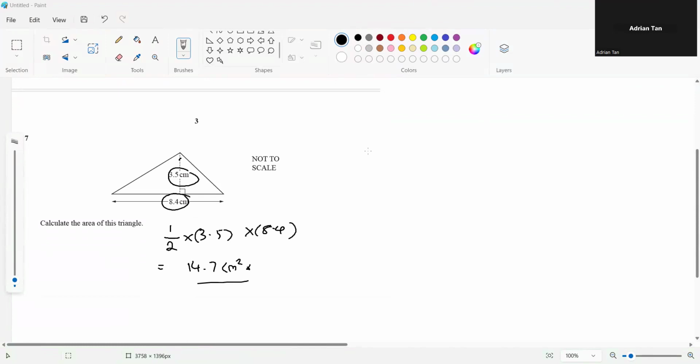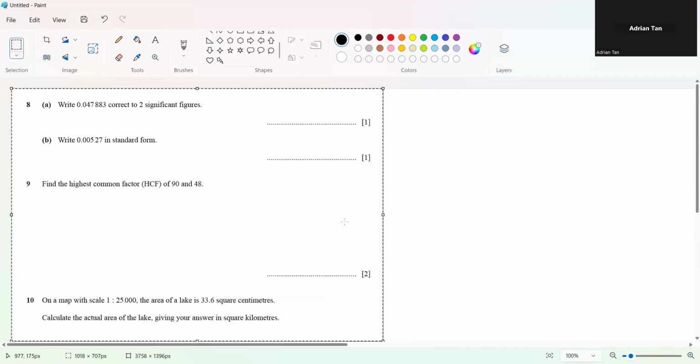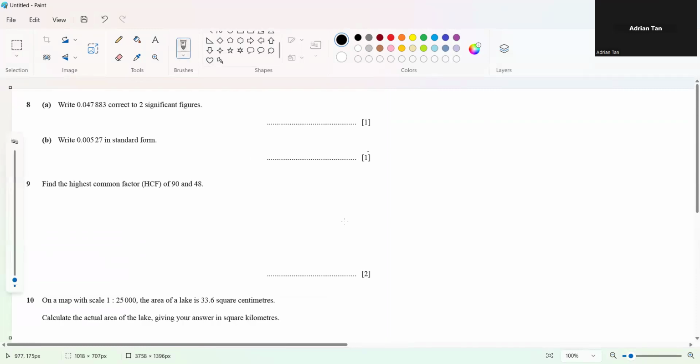So from here, we have question numbers 8, 9, and 10. Just gonna pull it up here real quick. So we have question number 8 first. Write this number correct to two significant figures. So the 2 zeros in the front don't count. So we start counting starting from number 4. So number 4 is one significant figure. Number 7 is one significant figure. So the answer is 0.048, correct to two significant figures.